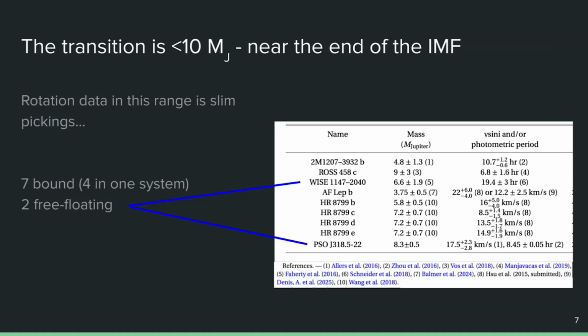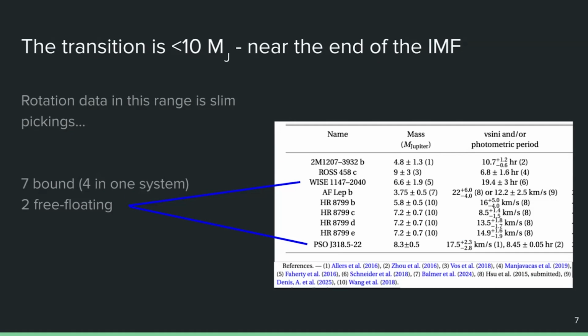Now, unfortunately, rotation data in this mass range is very slim pickings. To my knowledge, this is every object with a mass under 10 Jupiter masses that has a known rotation, whether it be V sin i or photometric period. There are 9 total objects here. 7 of them are bound, and I will note that 4 of them are HR 8799. So they're all in one system, which is not as statistically powerful as 4 independent objects.